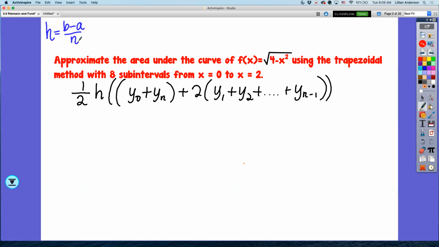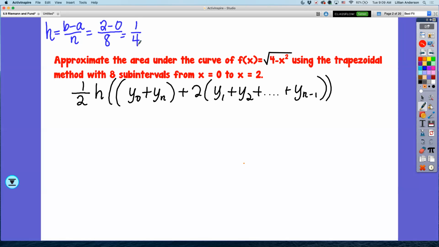The 0 and the 2. The 0 and the 2, basically the bounds in which you're trying to find the area underneath this curve. So it would have been 2 minus 0 over N. What did N represent? The number of subintervals, which would be 8. So H is equal to 0.25 or 1/4, either one.